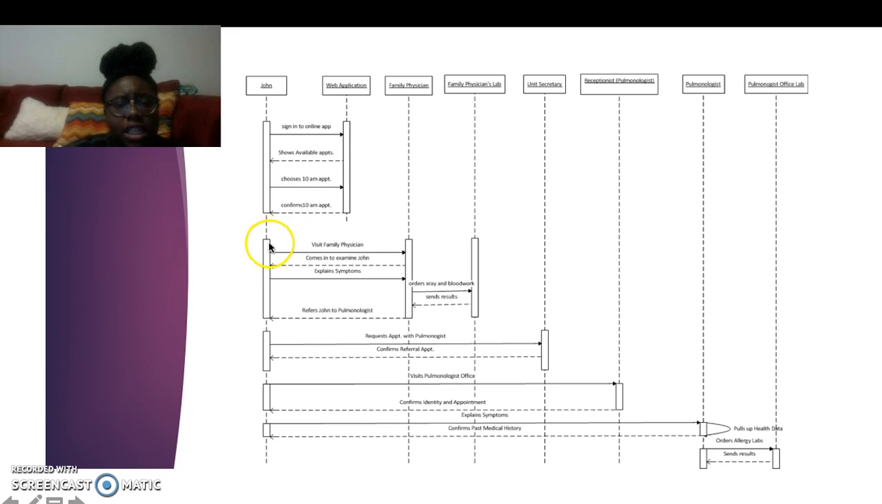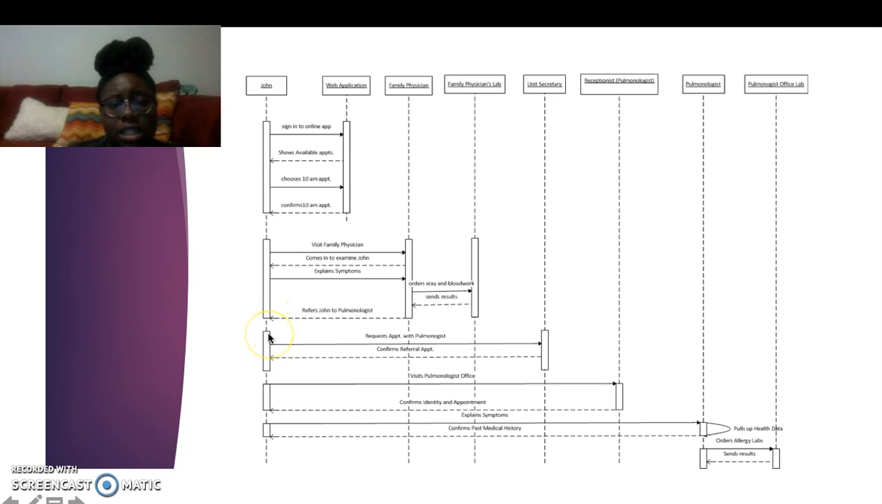The next interaction is between John and the family physician, and then the family physician and the lab that he sends his blood work to. So John visits the family physician. The physician comes in and examines John, and John explains all of his symptoms to him. Based off of those symptoms, the family physician orders lab work and blood cultures, and then the lab sends the results back to the family physician's office, and then the family physician refers John to a pulmonologist based off of his symptoms and the results of the lab work.